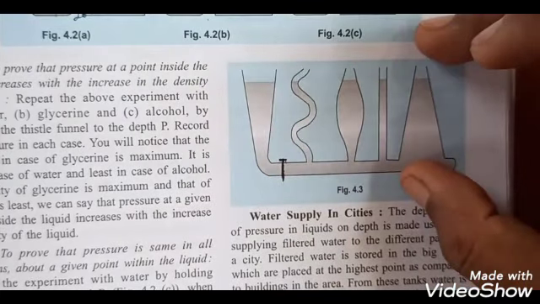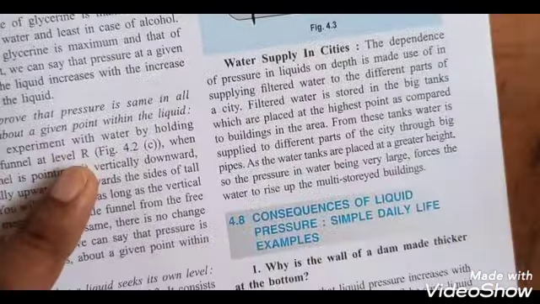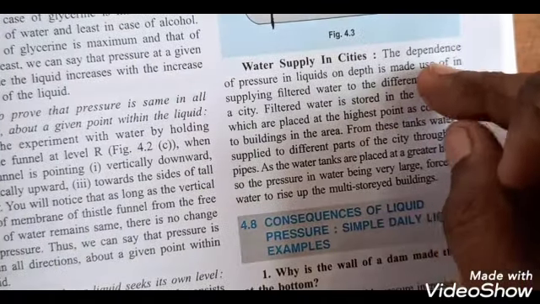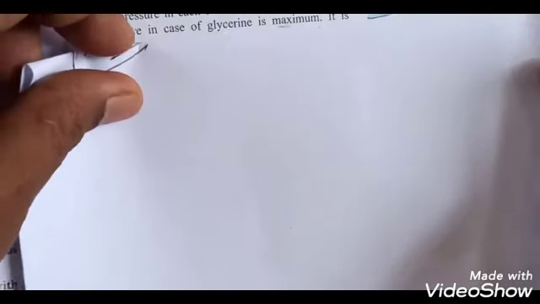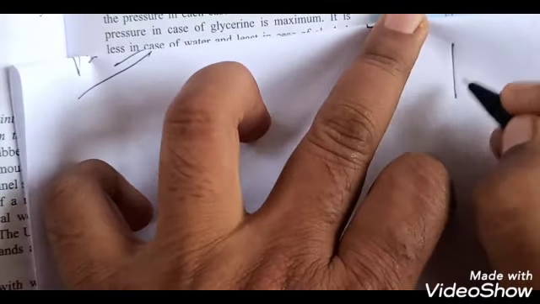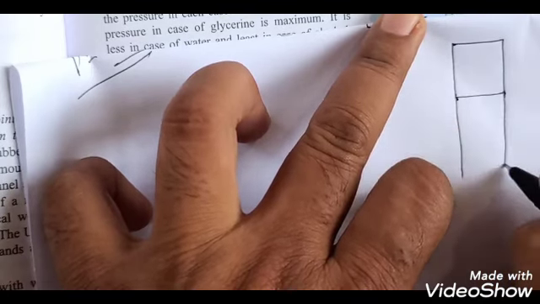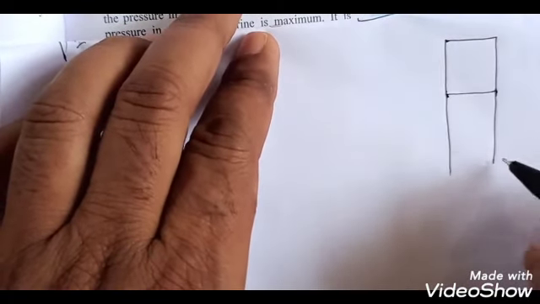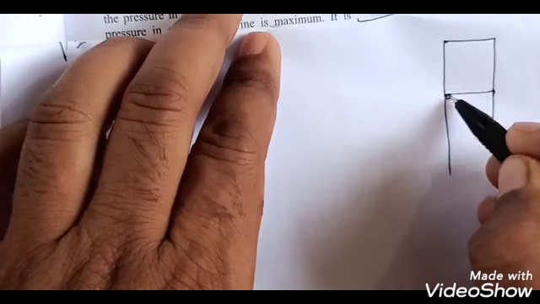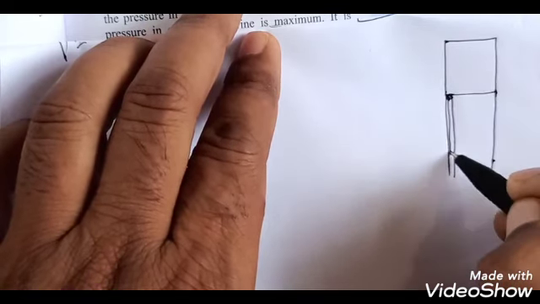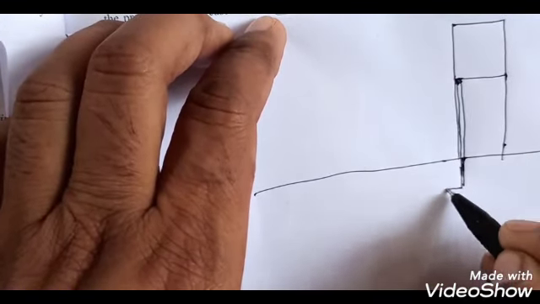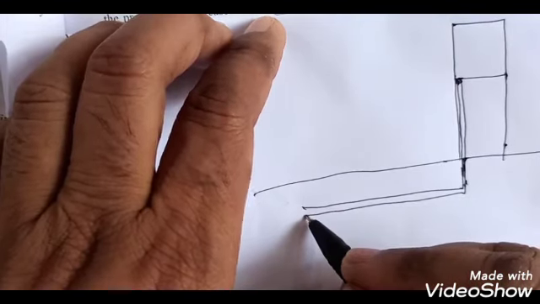And this activity is used to supply water in cities. See how water is supplied in cities. I'll show you. Just try to understand nicely. What is there? Suppose, in the nearby vicinity of our locality, overhead water tanks are there. And they are connected with pipes somewhere. Say this is a pipe. And these pipes are underground pipes. Big pipes are there, underground pipes only.